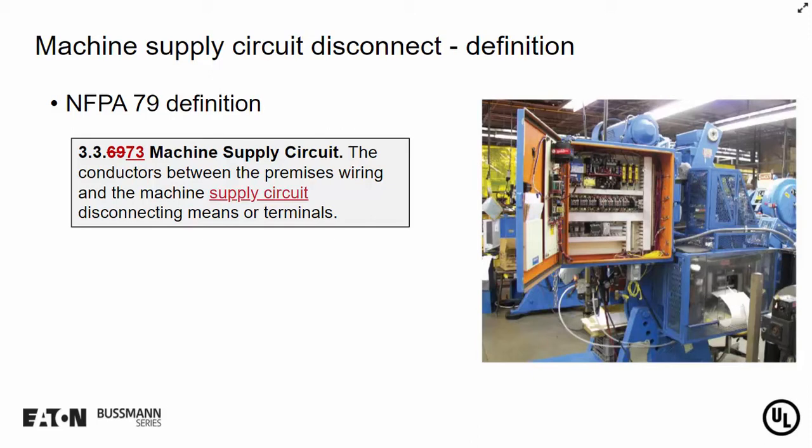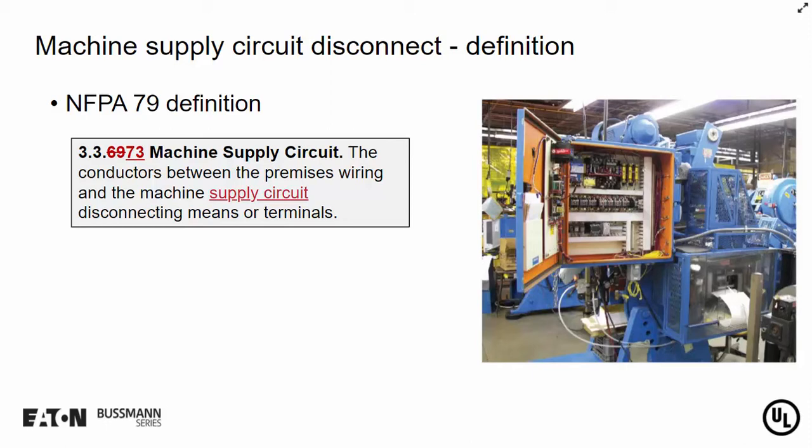And you'll see that a lot of the changes that are being made are to clarify what we're talking about with regards to Chapter 5. And the primary focus of Chapter 5 is the machine supply circuit. So as you can see, the machine supply circuit is simply the conductors between the premise wiring and the machine supply circuit disconnecting means or terminals.